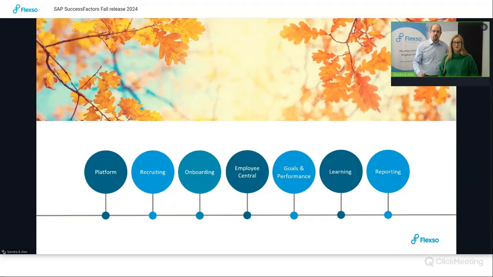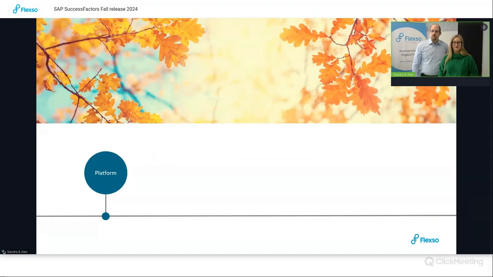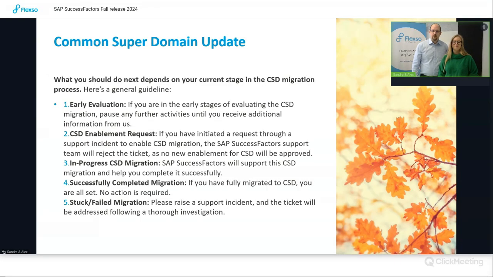We start with platform. In platform, the topic that has been ongoing for some time is the common superdomain, and there we have an update due to the fact that Chrome decided not to deprecate the third-party cookies. The migration efforts from SAP were put on hold. This was also announced in a blog entry on the 21st of August, and since then everything is on hold. So what is the current stage and what do you need to do?